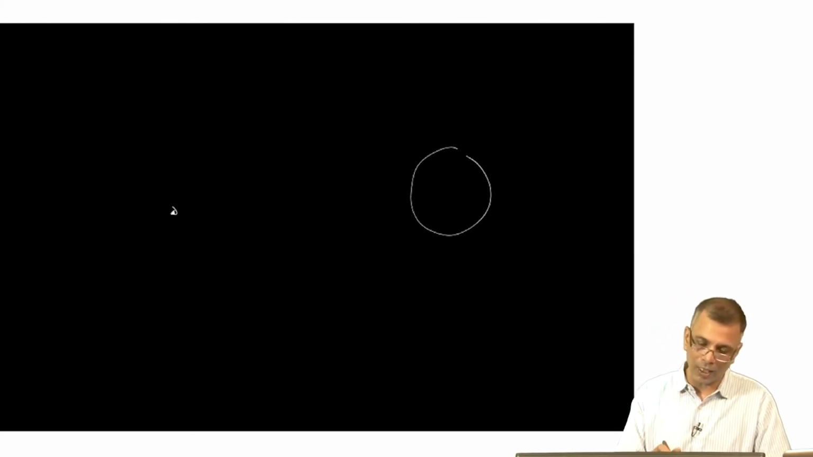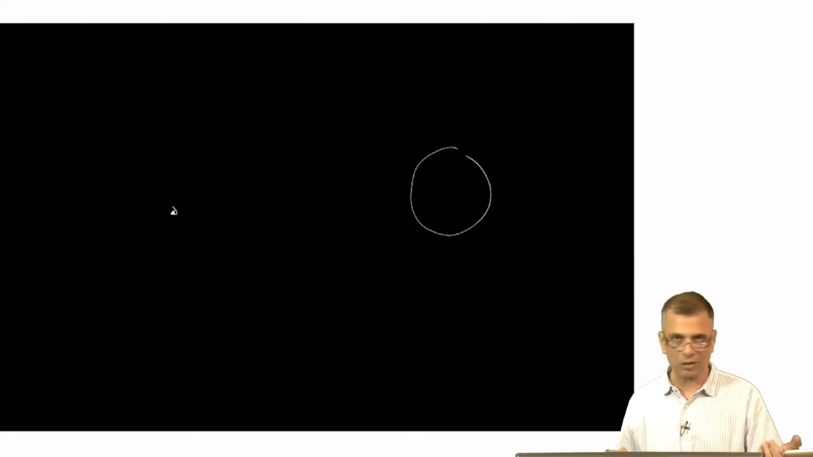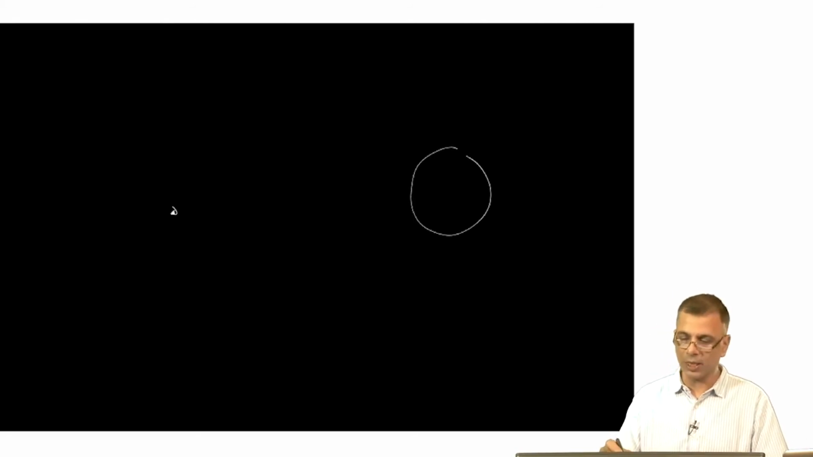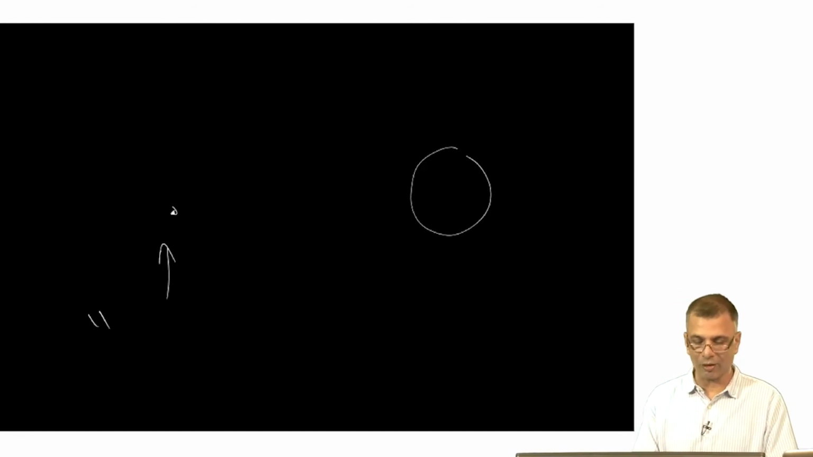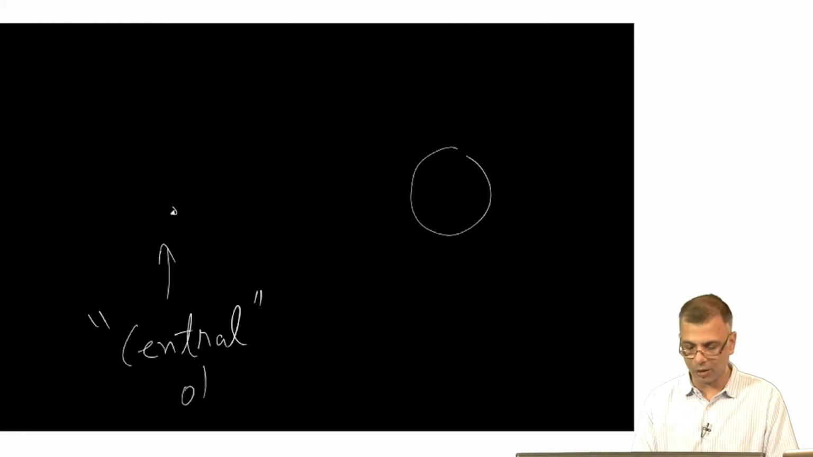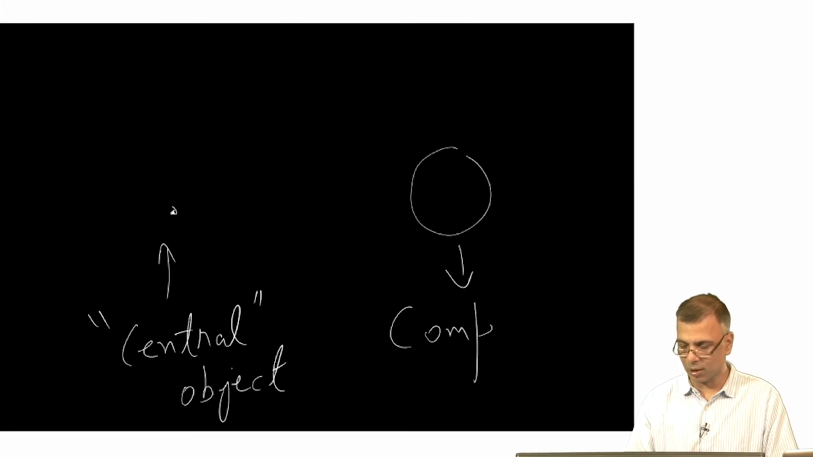So, this would be a very high density compact object such as a black hole or a neutron star or something, and it has a companion. So, this is the central object. In this case, strictly speaking, there's really no real central object, but still, in keeping with our previous terminology, we would simply call this a central object. And this is the companion star.